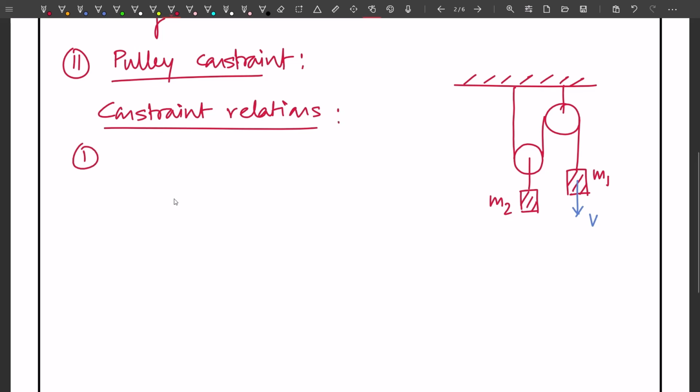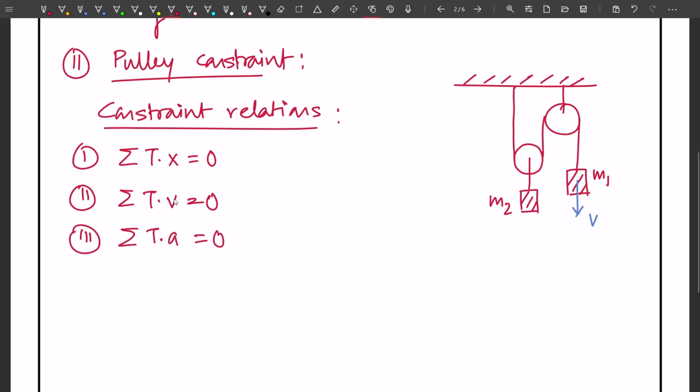Let me write it down. The first one is summation of T dot x is 0. Here T is the tension, x is the displacement. So both are vector quantities. Next we have summation of T dot V equals 0. And the third, summation of T dot A is equal to 0. The second and the third one can be derived from the first by simply differentiating with respect to time.